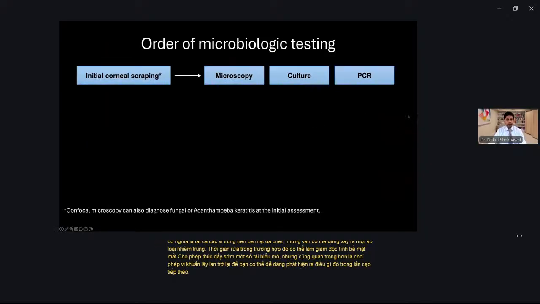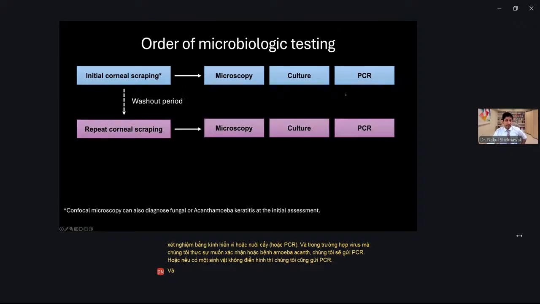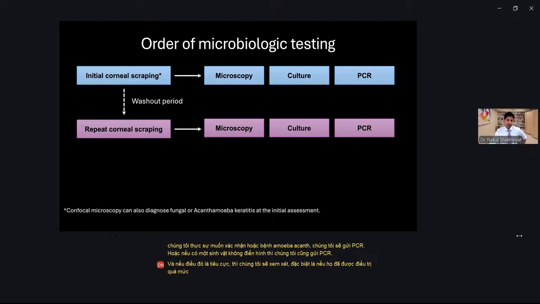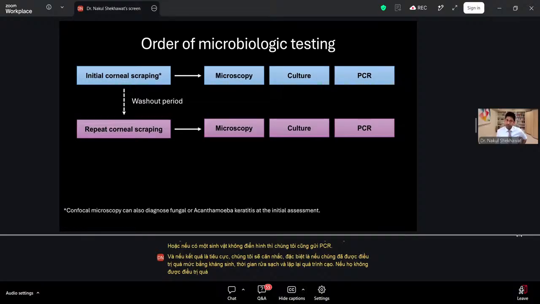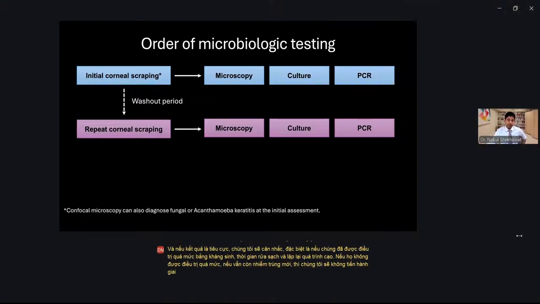In our center, we do initial corneal scraping and we send it for either microscopy or culture or PCR, usually microscopy and culture. In the case of viral that we really want to confirm, or acanthamoeba, we send for PCR. Or if there's an atypical organism, then we send for PCR as well. If that's negative, especially if they've been overtreated with antimicrobials, then we consider a washout period and repeat the scraping. If they're not overtreated, if there's still a new infection, then we don't do a washout period and we just repeat the scraping right then and there. And then we again send for all the same testing.